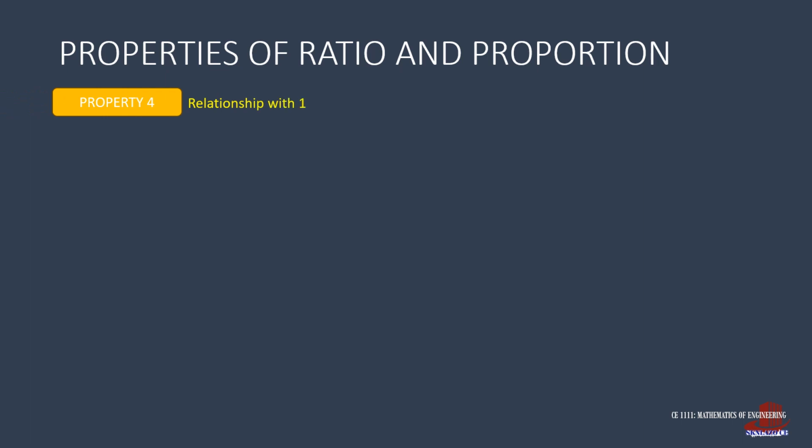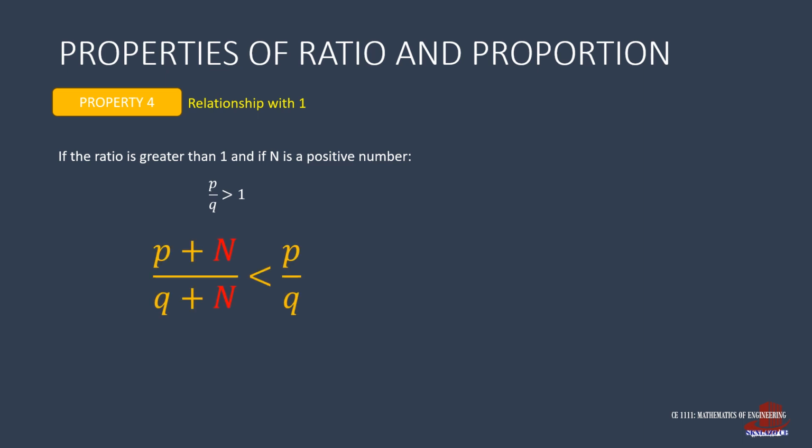Property 4 is a relationship rule with 1. This is commonly used as a guideline on the effect of a scalar on the ratio. The first case is when the ratio is greater than 1, and we are to add or subtract a positive number. If the ratio is P over Q, and we consider this as greater than 1, adding n to both the numerator and denominator will make the value less than the original ratio. Now, if n is to be subtracted from the ratio, the resulting ratio will be greater than the original ratio.